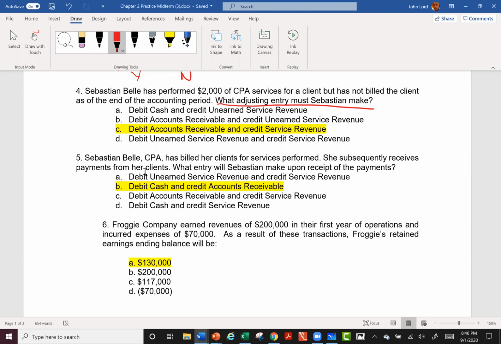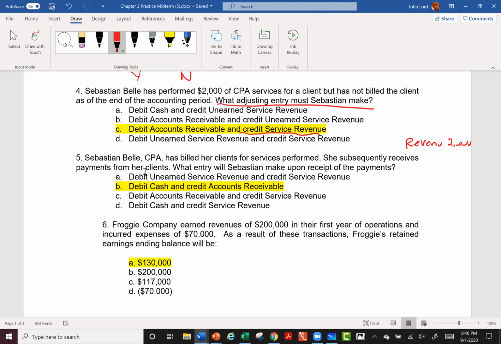So if she performed the service, does she need to do anything with her revenue account? Perform the service. Yes, to credit. Good. We have to credit revenue. How much? 2,000. That's 2,000. Right? Is that the credit?